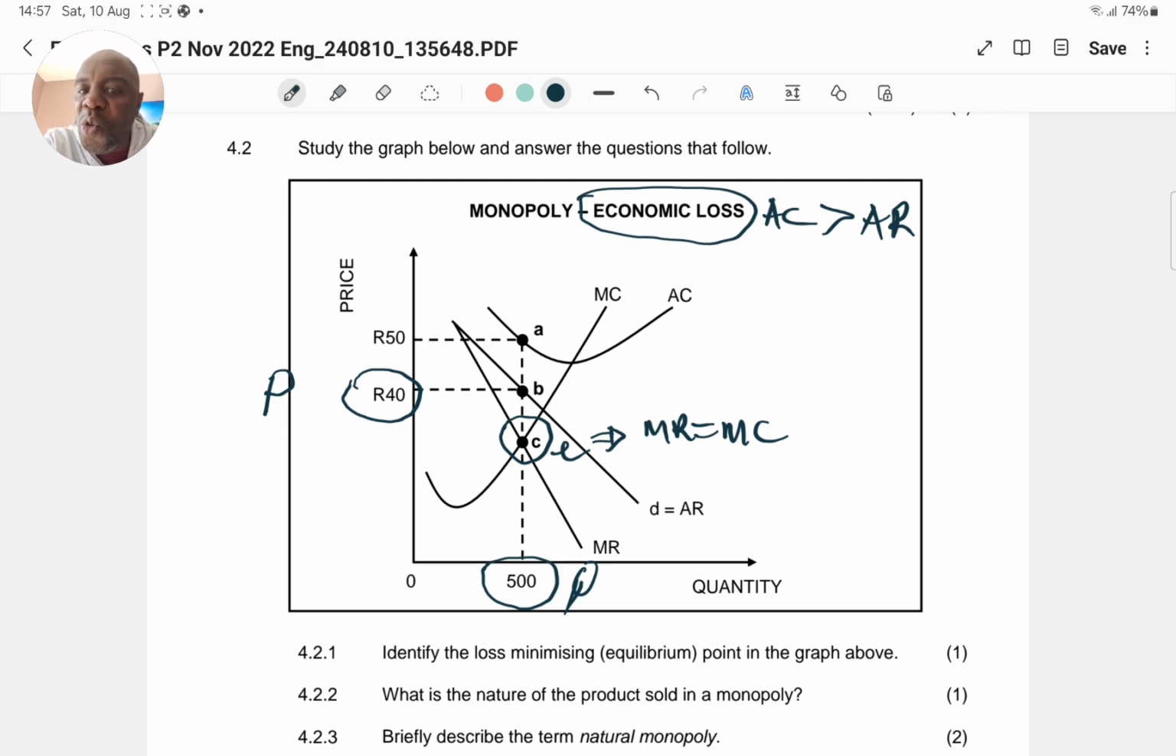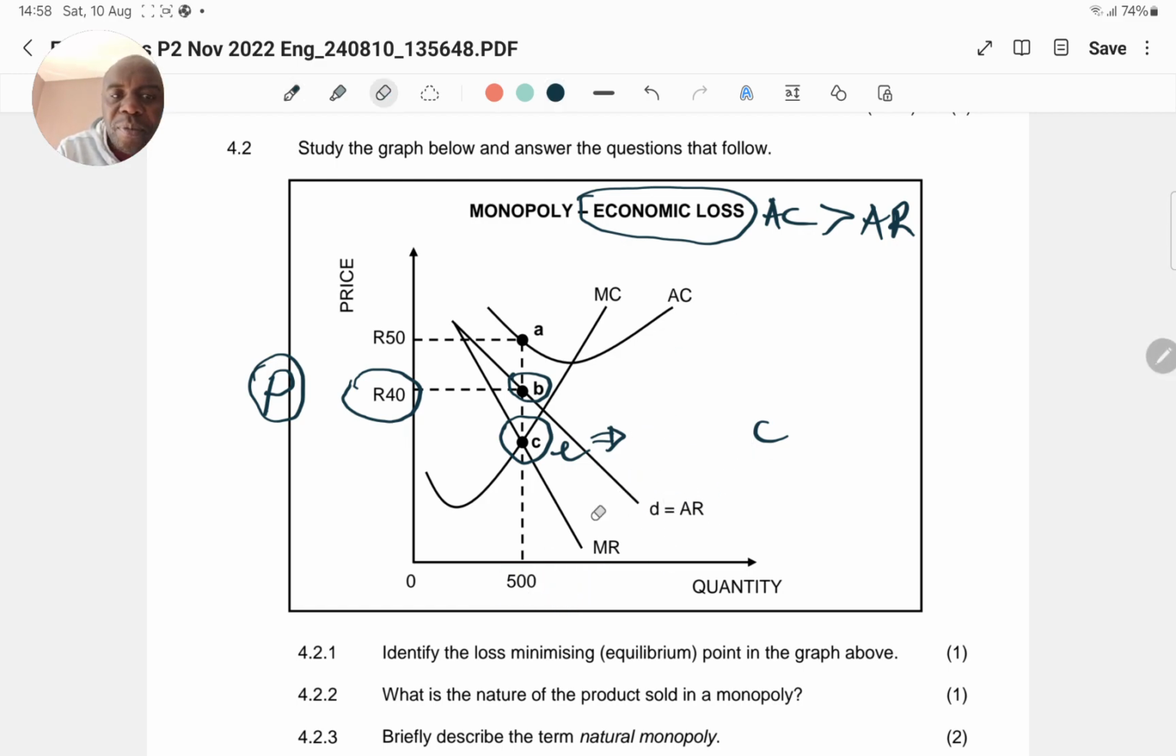How did I come to that conclusion? Let's go to letter B. So this 40 is as a result of letter B here. And letter B is lying on the demand is equal to average revenue curve. Average revenue is actually the same as price. So where your average revenue is, that is where your price is. Let me bring that into perspective.